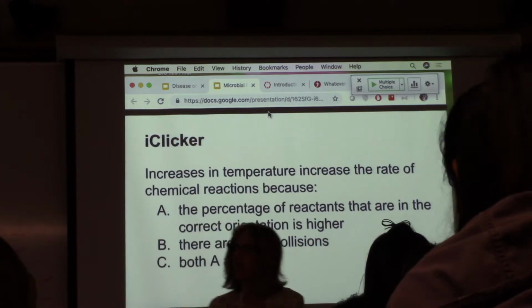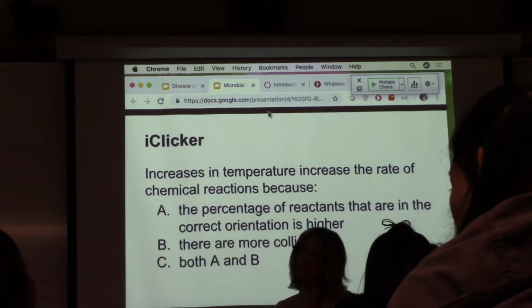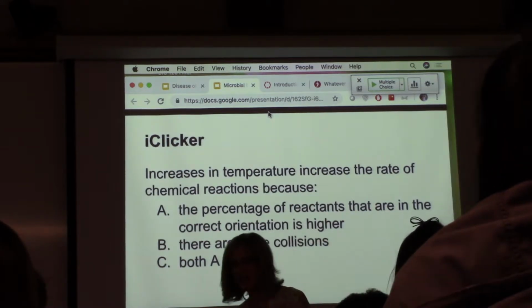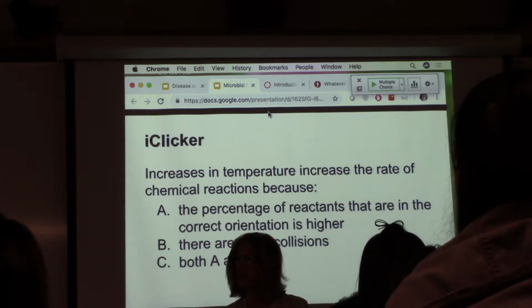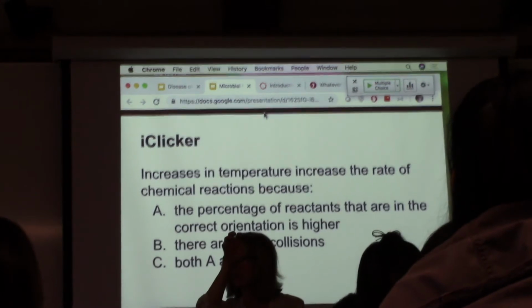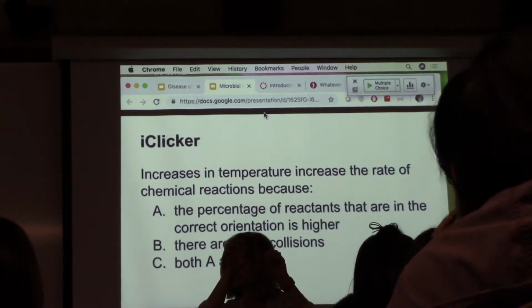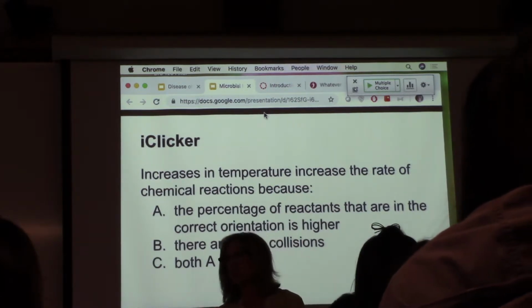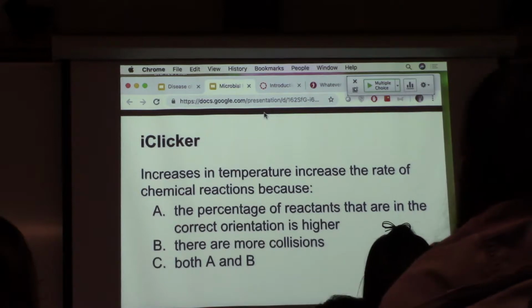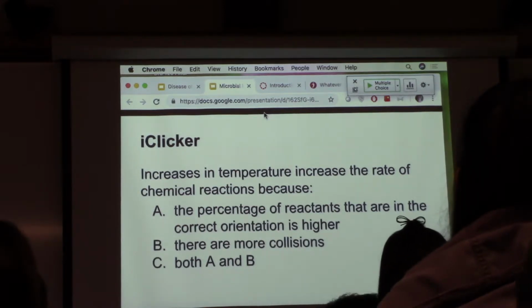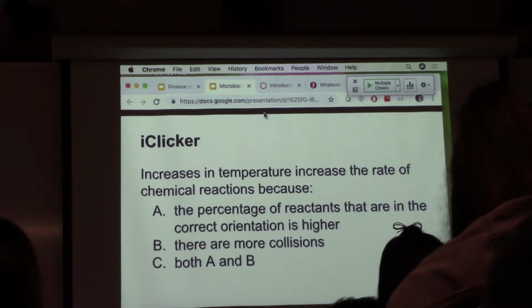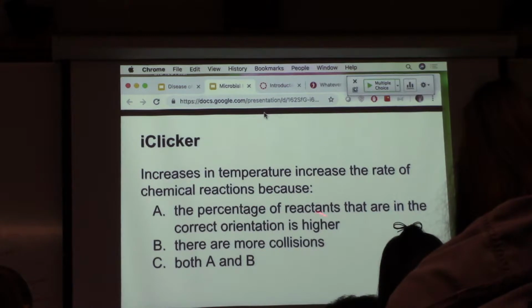Yes? But because there's more collisions, wouldn't that raise the percentage of the chances that they would be in the correct orientation? So if 50% of the collisions are in the right orientation, and I raise the temperature 10 degrees, I'm going to have twice as many collisions, but twice as many will also be in the wrong orientation, and twice as many will be in the right orientation, so the percentage overall is going to be the same? Yeah. Okay. But this is a poorly worded question, because I should have added in the absence of an enzyme. Yes? Because if you thought that this was in the presence of an enzyme, you might actually have picked A.